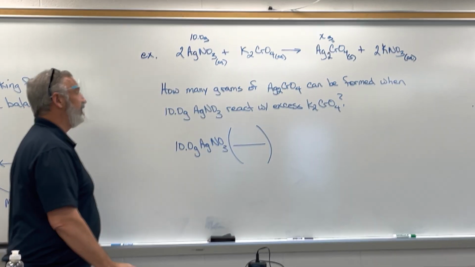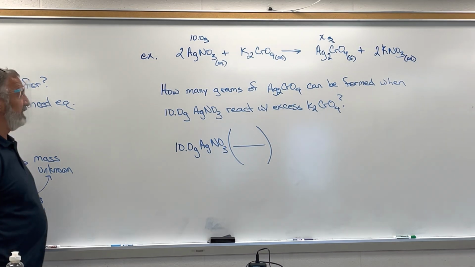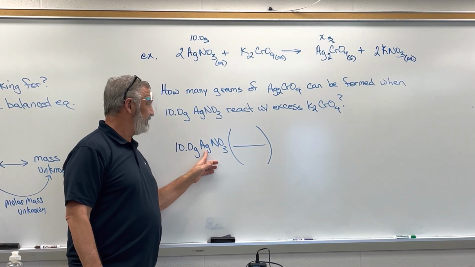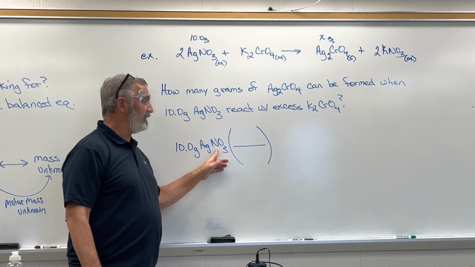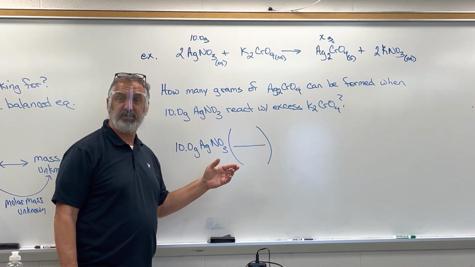But now I need to convert that to moles of silver nitrate, because my balanced equation is a mole ratio. The 2 to 1 is a mole ratio, not a gram ratio. So how do I convert silver nitrate to moles? The molar mass, okay? It's going to be 107.9 plus 14.01 plus 48. It should be 169.91.